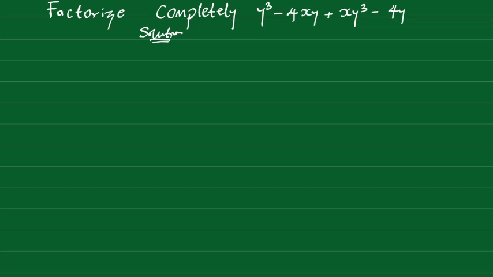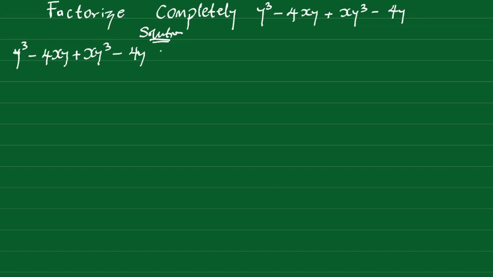Now copy out our expression. We have y raised to power 3 minus 4xy plus xy raised to power 3 minus 4y. Now, when given an expression like this, the first step is to collect like terms.